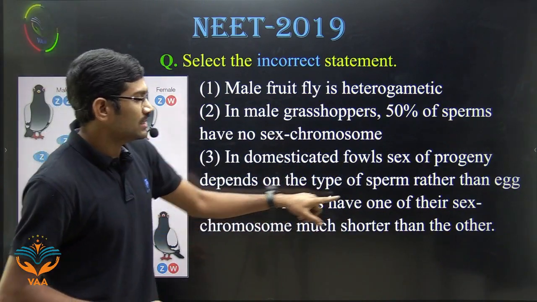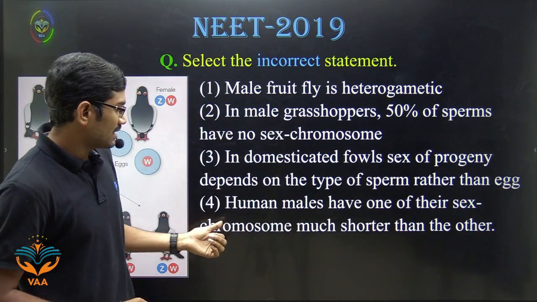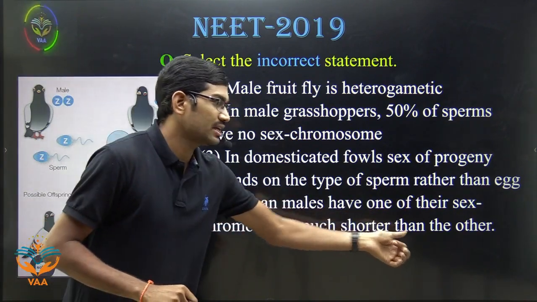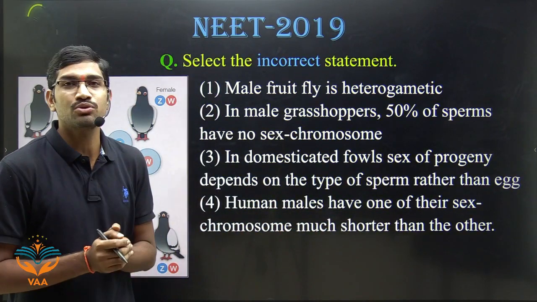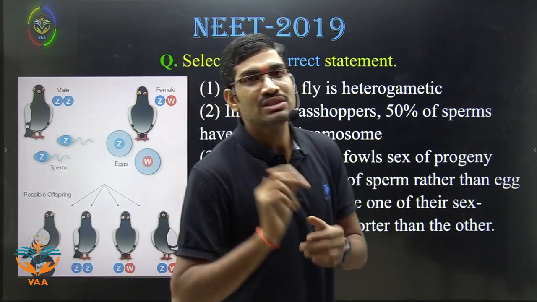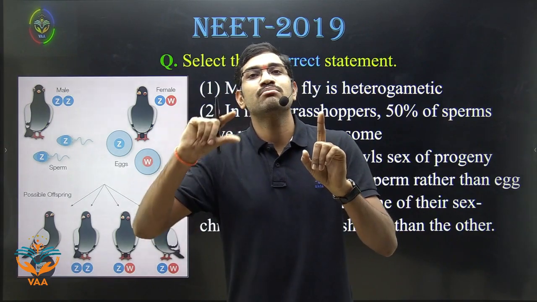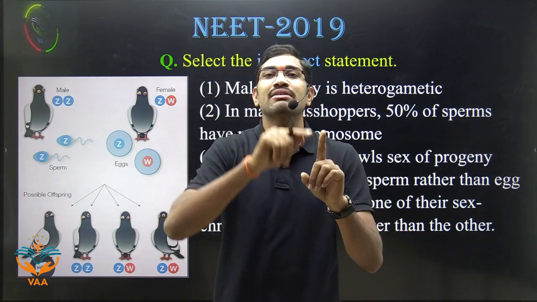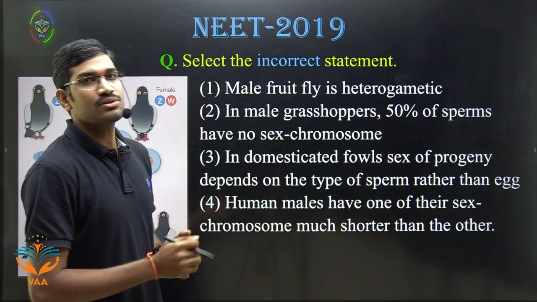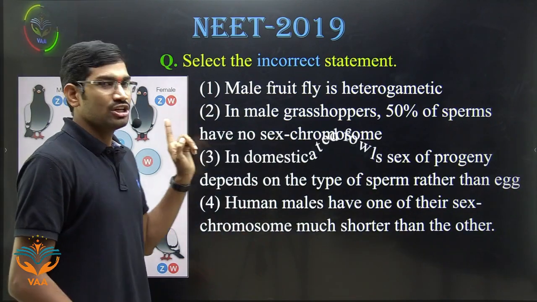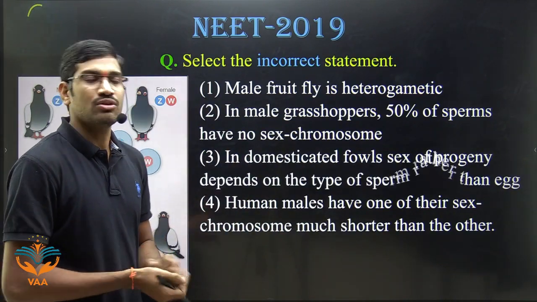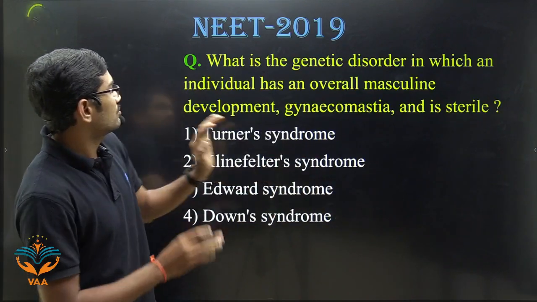Next one, human males have one of their sex chromosome much shorter than the other. Yes, this is also true, because in the humans, two sex chromosomes are present. One is X and another one is Y. Y chromosome is much shorter when compared with the X chromosome. So this statement is also correct. So what is the wrong statement here? So it is the option 3. Yes or no? So in this way, this question is completed.